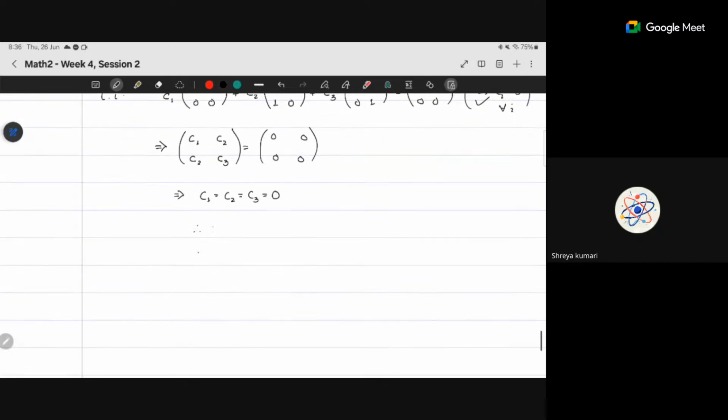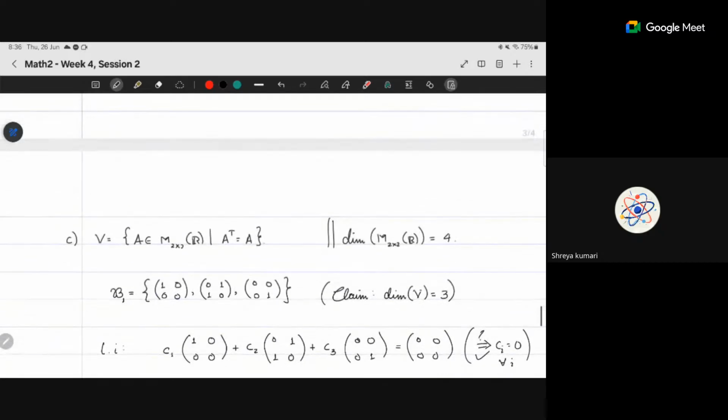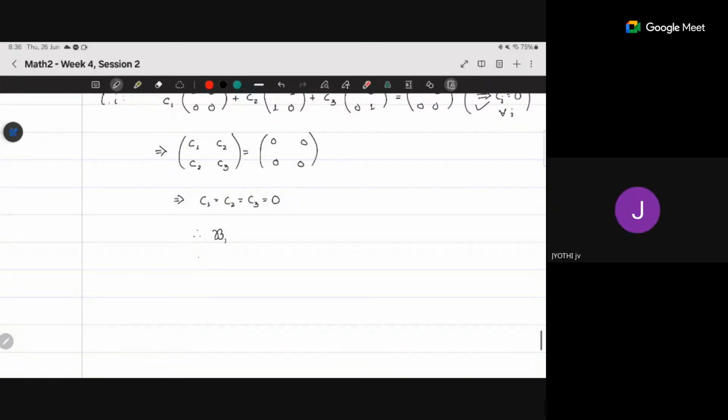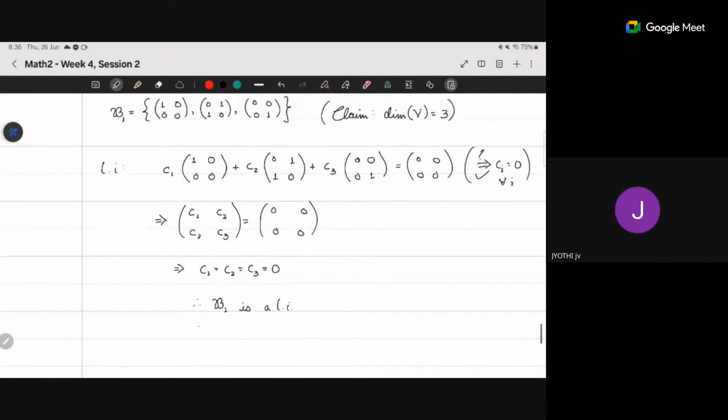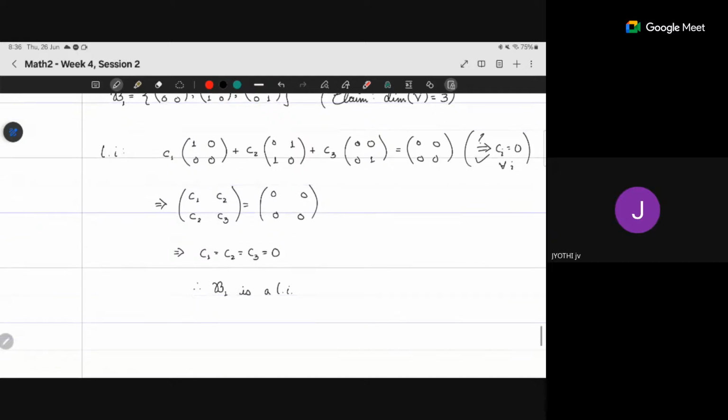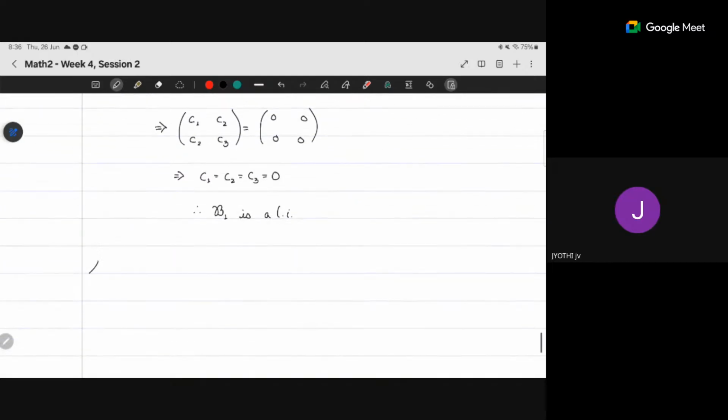Therefore, B, or what did I call it? B1. Sir, why are we not taking, like in the earlier example, 1 0 0 0, 0 1 0 0, and so on, like 4 matrices as the elements? Let me get back to that after we finish this. That's a valid point. I'll come to that. Let us just finish this spanning set and then I'll come to that.